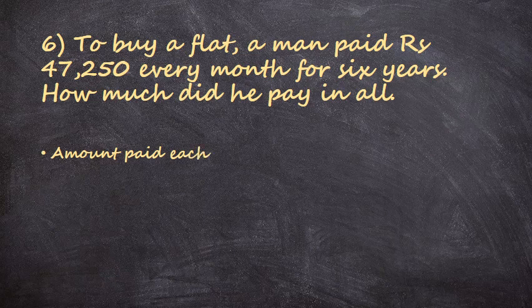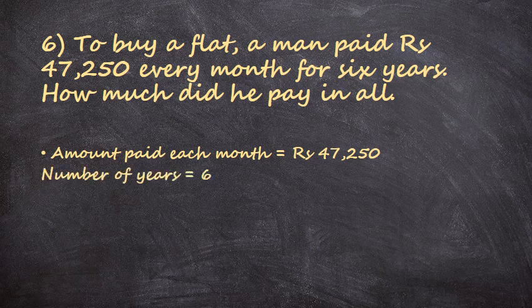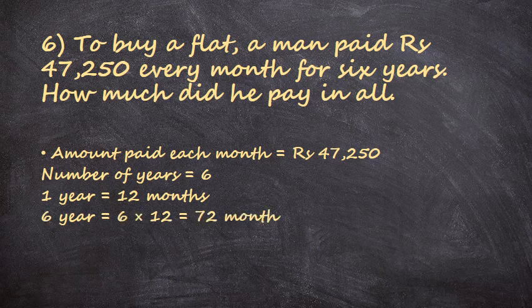Amount paid each month is equal to rupees 47,250. Number of years is equal to 6. Now 1 year is equal to 12 months, we all know. Now in 6 years, how many months will be there? 6 into 12, which is equal to 72 months.